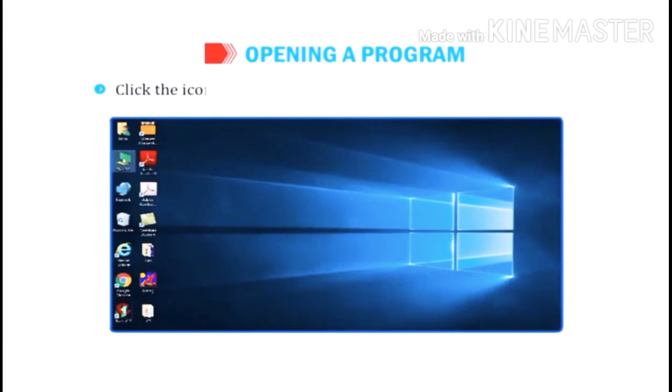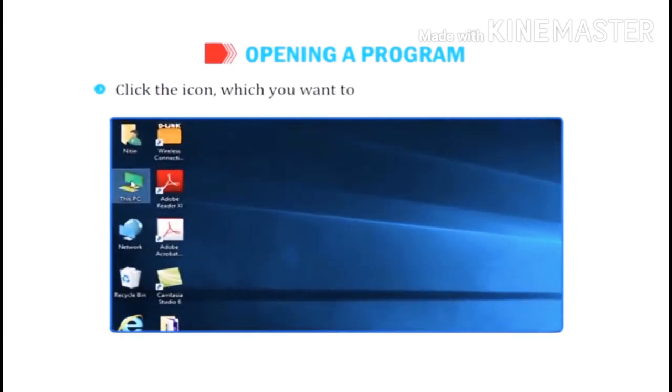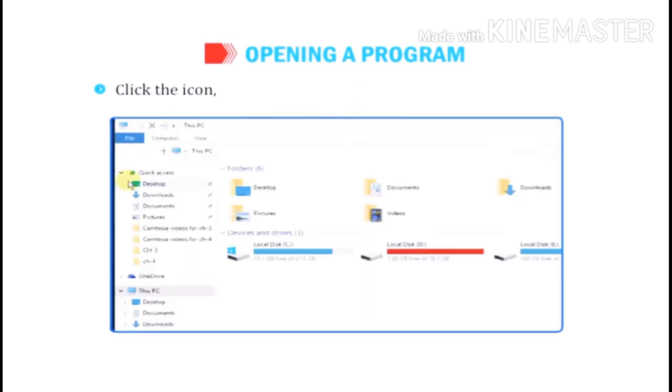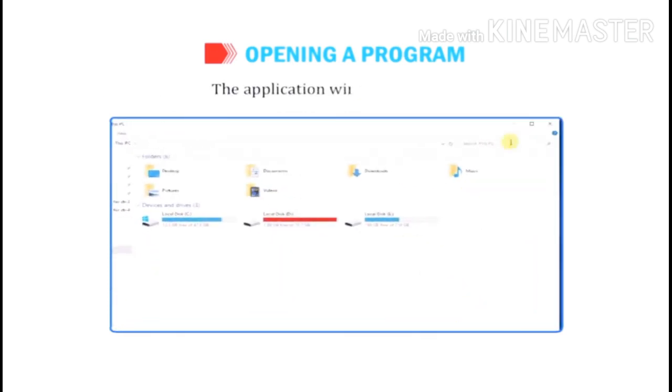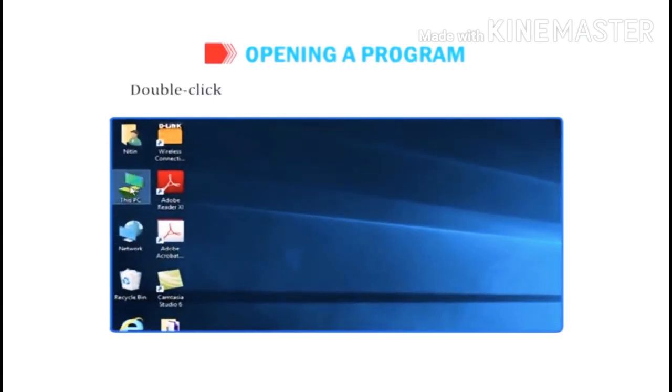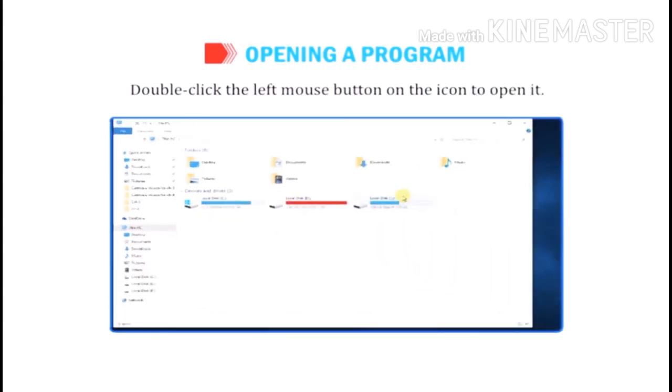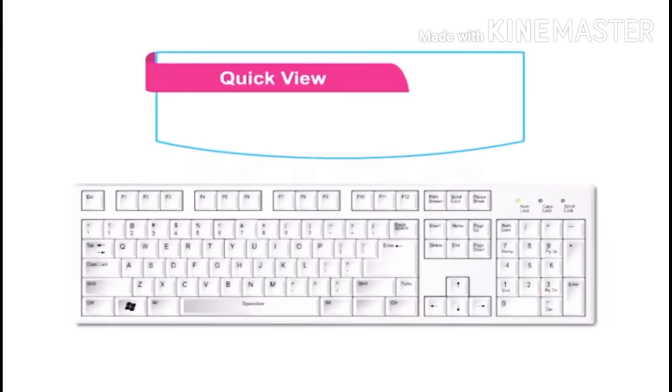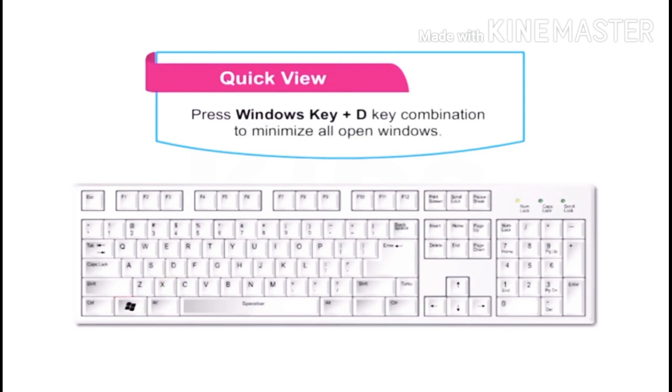Opening a program: click the icon which you want to select and press the Enter key. The application window will open. Or double click the left mouse button on the icon to open it. Students, let's know the quick view. Press the Windows key plus D key combination to minimize all the open windows.